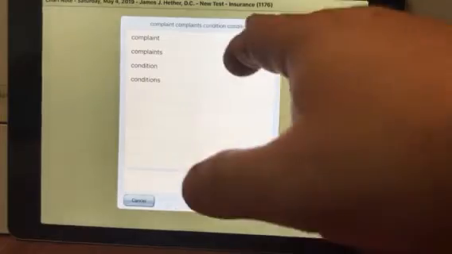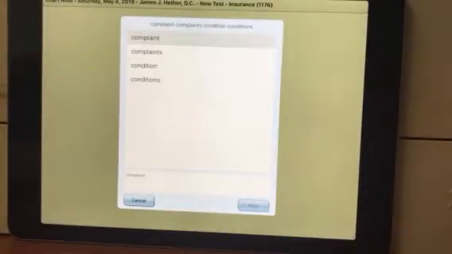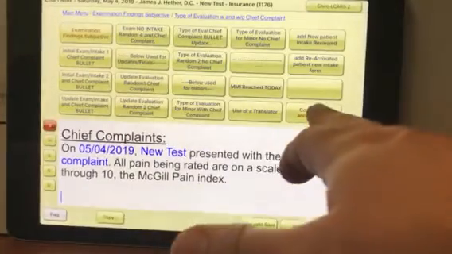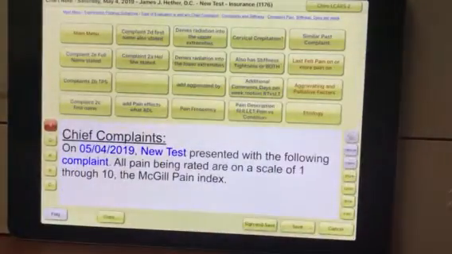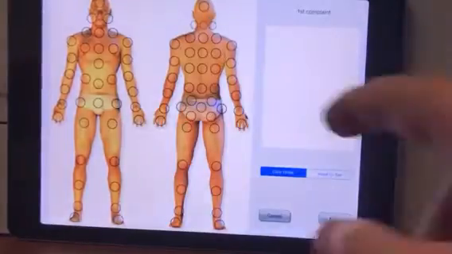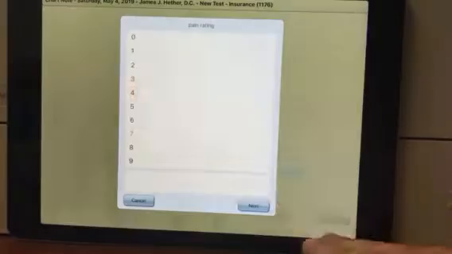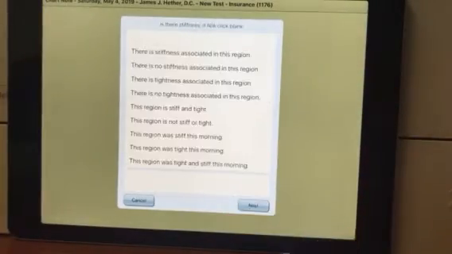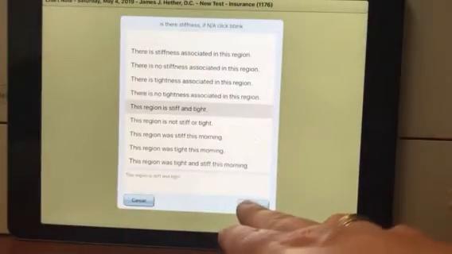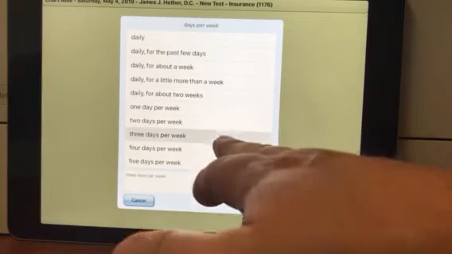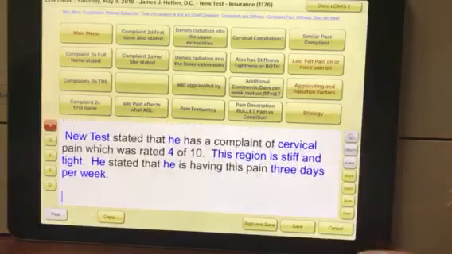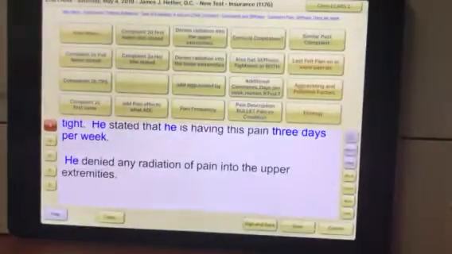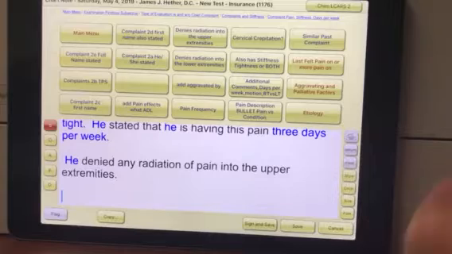And let's say this person only has one complaint. So we're going to go to complaint and hit next and go ahead and go to the complaint section. So here we're going to ask the patient under complaints with how many days per week. We'll give him his first name. And let's go ahead and say that he has a complaint of pain in the neck. And we're going to rate his neck pain about a 4. And we're going to say that it's tight and it's stiff and he's having the pain about 3 days per week. And then from there, we can go ahead and confirm that he's not having any radiating pain going down his arms. And that's pretty much it.